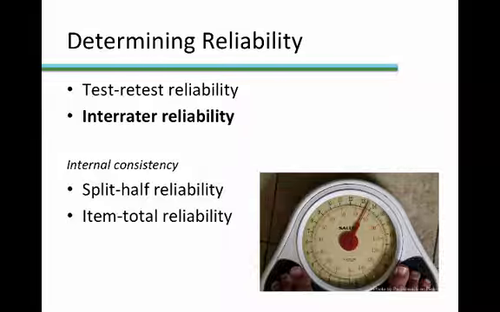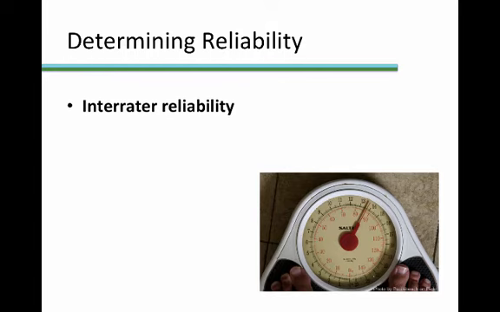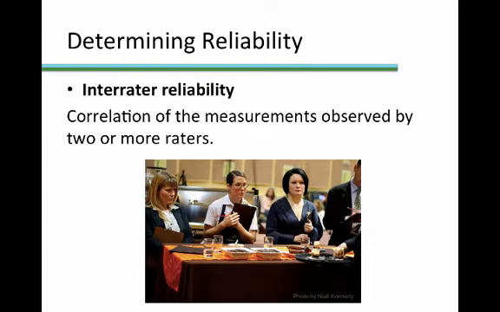Next we have inter-rater reliability. In research that involves multiple raters making judgments or observations, especially with observational research, it is a good idea to run correlations on their sets of ratings to make sure there is high agreement.